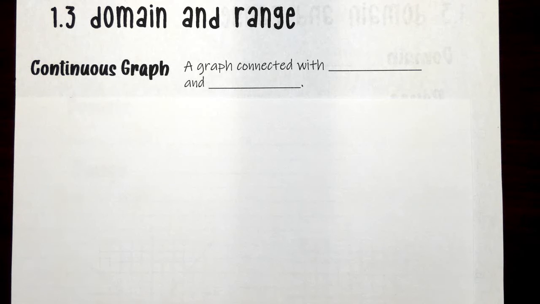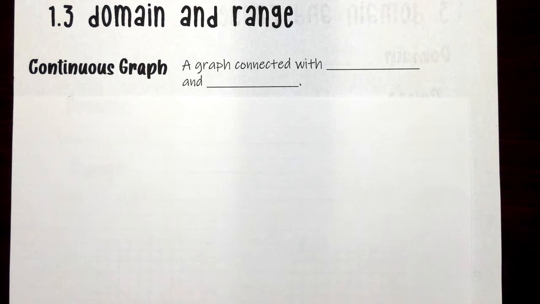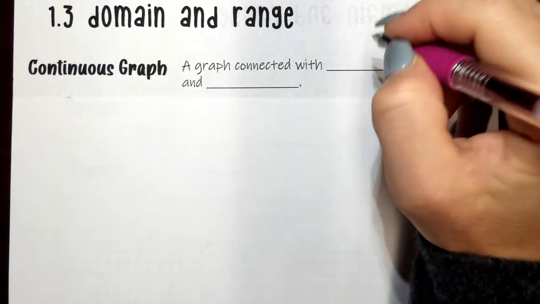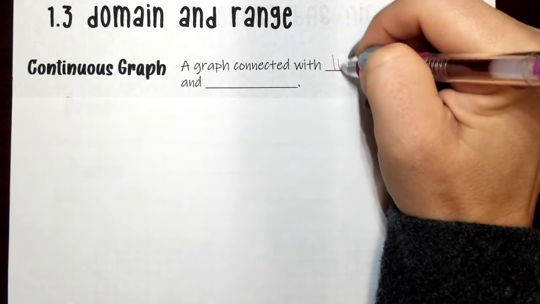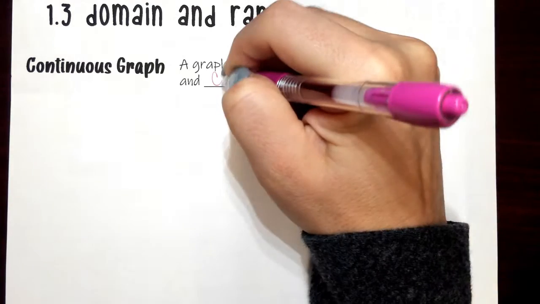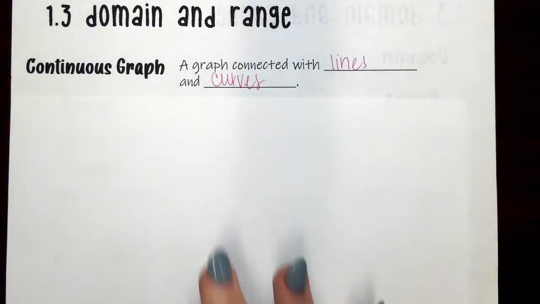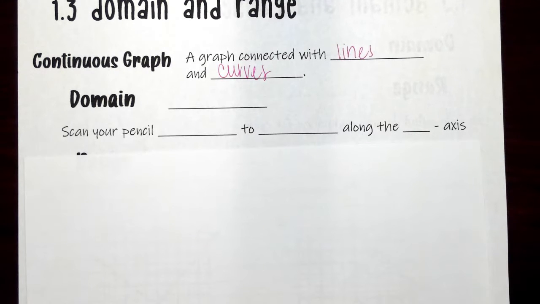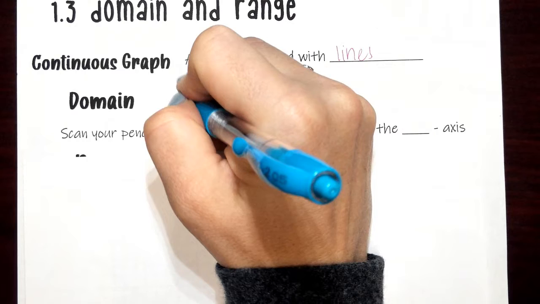Let's look at domain and range of continuous graphs. What are continuous graphs? They are graphs where, instead of just our points, those points are connected with lines and curves. So let's break it down. First, let's look at domain. Remember, our domain is our x values.